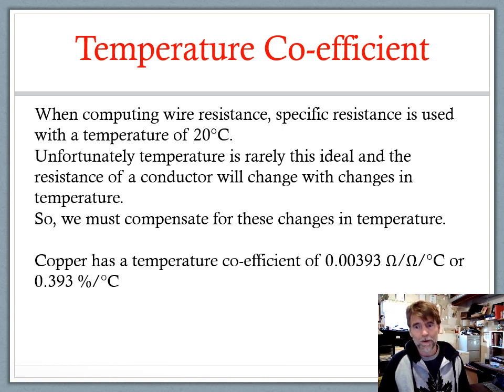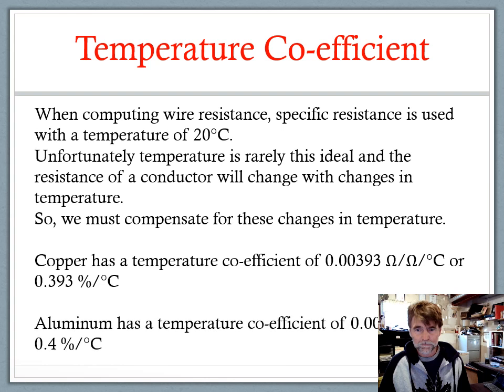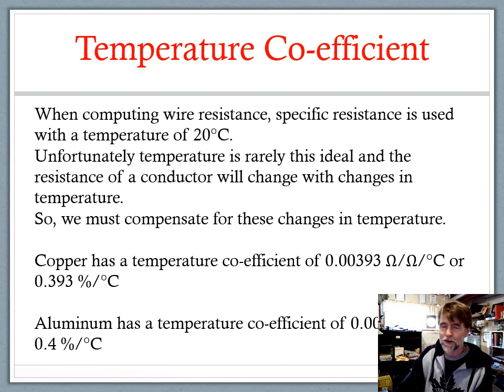We're going to do some math on this in just a moment, but let's look at aluminum as well. Aluminum is a slightly less ugly number and just slightly bigger. For every degree that the temperature changes, aluminum changes by 0.4%, which means 0.004 ohms per ohm per degree Celsius is the number that we will use in our equation. So aluminum changes in resistance a little bit more every degree as the temperature changes than is true for copper.